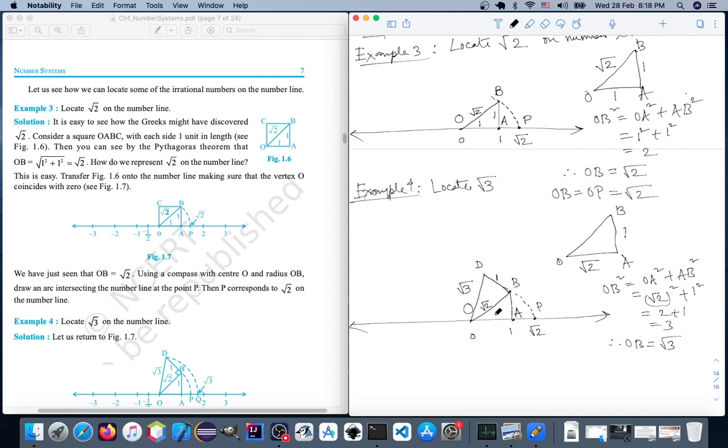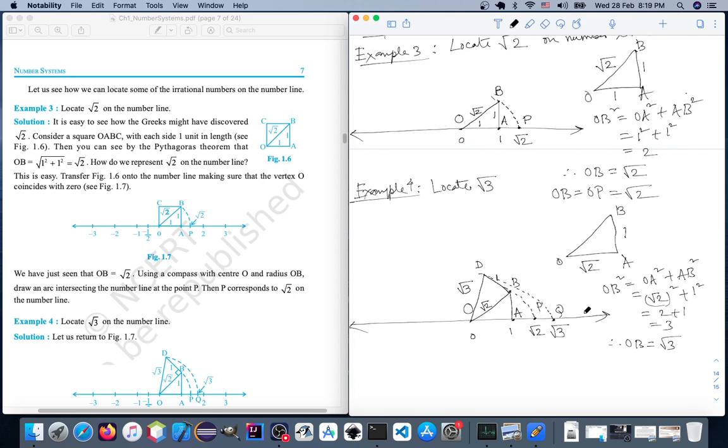Now similarly, taking OD as the radius and O as center, we draw an arc with the compass, and the arc meets the number line at point Q. So OD will be equal to OQ, because we are drawing an arc with center O and radius OD. So the point Q will represent the number root 3.